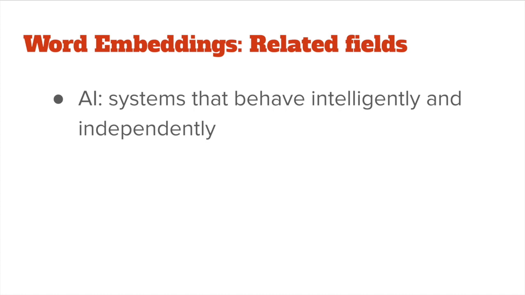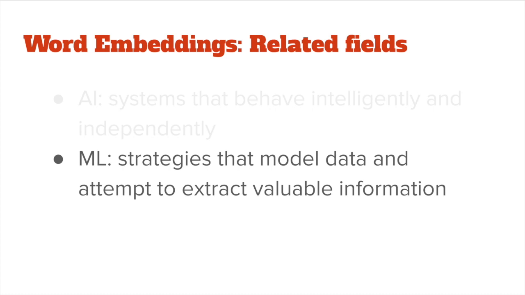As a technique, word embeddings are at the intersection of several fields in computer science, the first of which is AI. The goal of AI is to create systems that behave intelligently and independently. Second, within the field of AI, machine learning, or ML, is a group of strategies that model data and attempt to extract valuable information from that data. Within machine learning, there's also the so-called field of deep learning, which often makes use of artificial neural networks in order to automatically discover the representations needed for feature detection or classification.